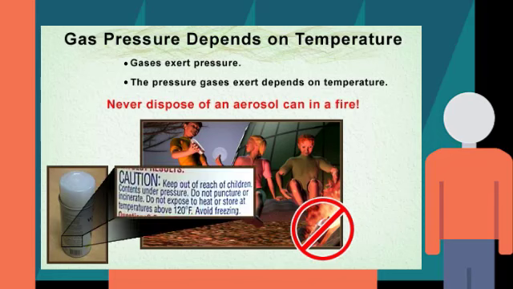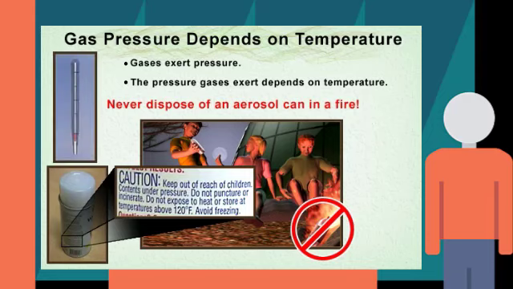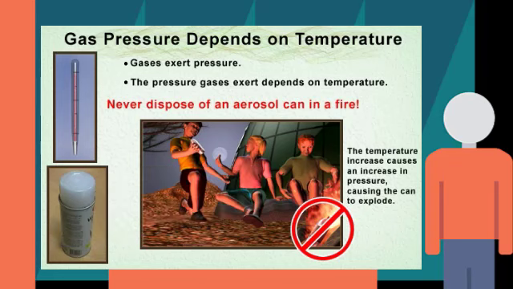The label is placed on the can because a heated can may rupture violently and cause injury to those near the explosion. This happens because as the gases inside the can increase in temperature, the pressure inside the can increases. Eventually, the internal pressure overcomes the strength of the can, causing it to explode.